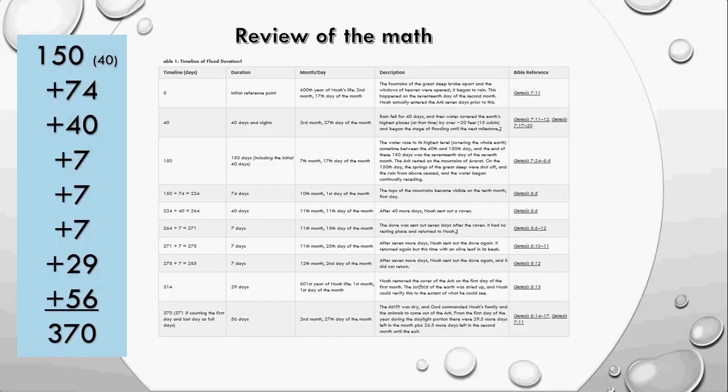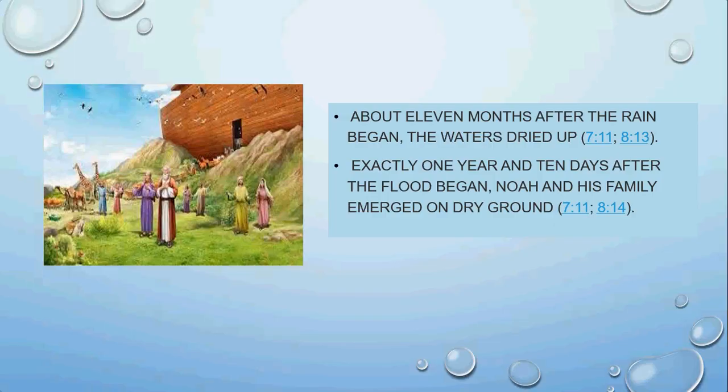And here's a little review of all the math, this whole chart we went through. You have your 150 days, which includes your 40 days, then 74, then 47, 7, 7, then 29, and 56, for a total of 370 days. And about 11 months after the rain began, the waters dried up. That's what it says in Genesis 7:11 and 8:13. Exactly 1 year and 10 days after the flood began, Noah and his family emerged on dry ground.